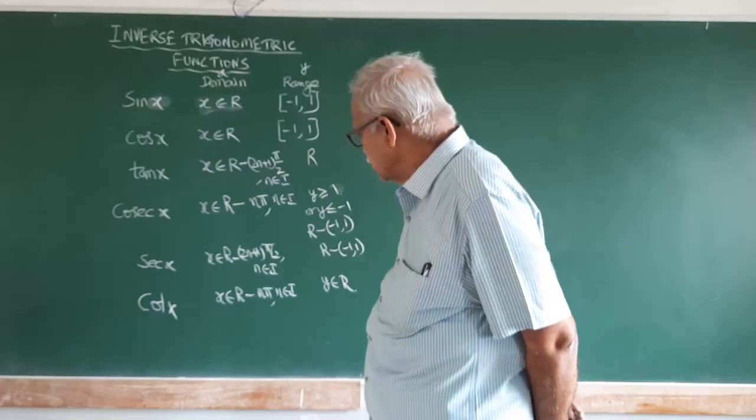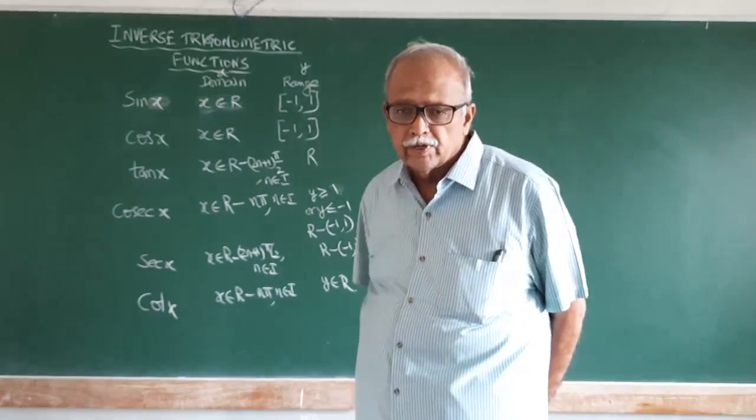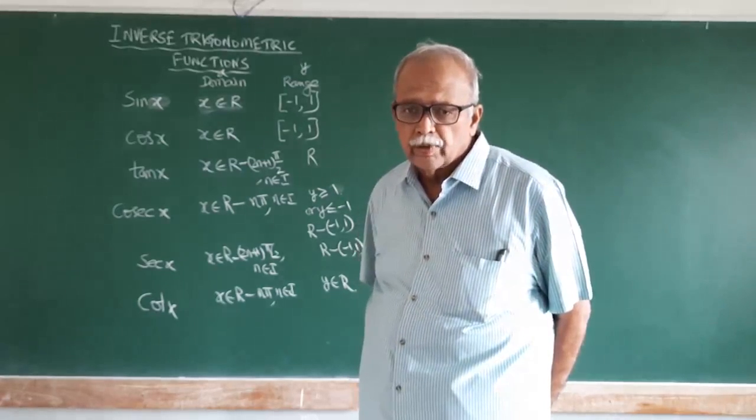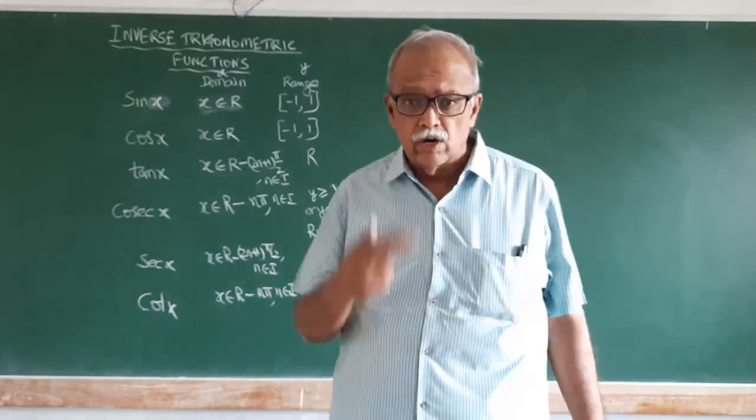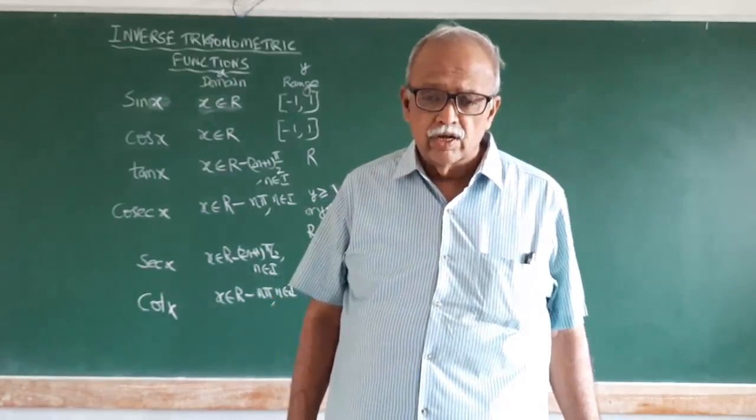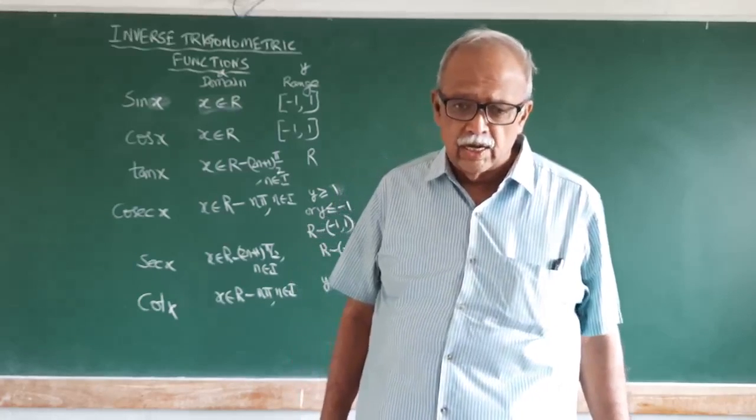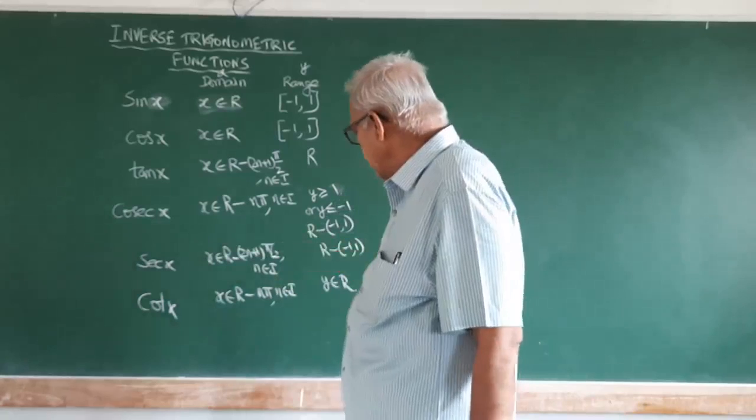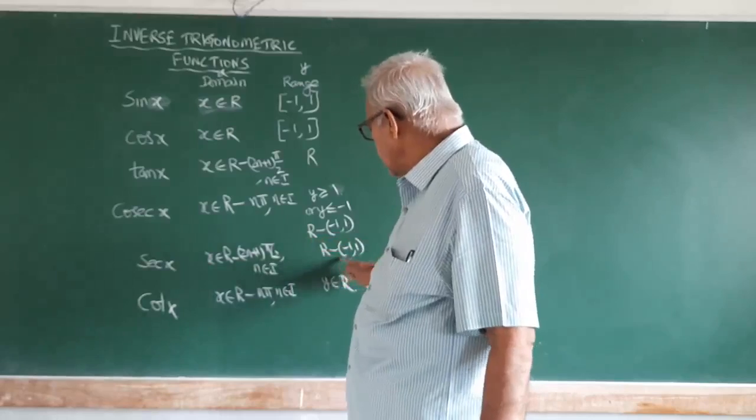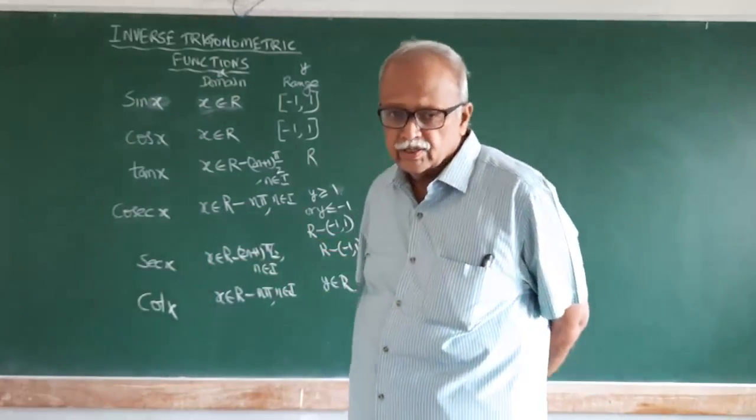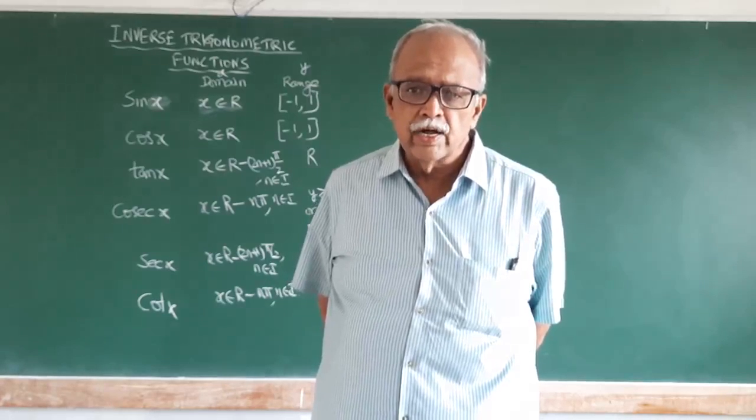Okay, secant x: x belongs to R minus (2n plus 1) pi by 2, odd multiples of pi by 2. That is, cos pi by 2, cos 3 pi by 2 are all 0. Secant x is 1 by cos x. So 1 by 0 is not allowed. 1 by 0 is infinity, and infinity is not a real number. So we have to take R minus (2n plus 1) pi by 2. And here the range is R minus the open interval (minus 1, 1). That means any real number excluding the numbers between minus 1 and 1.